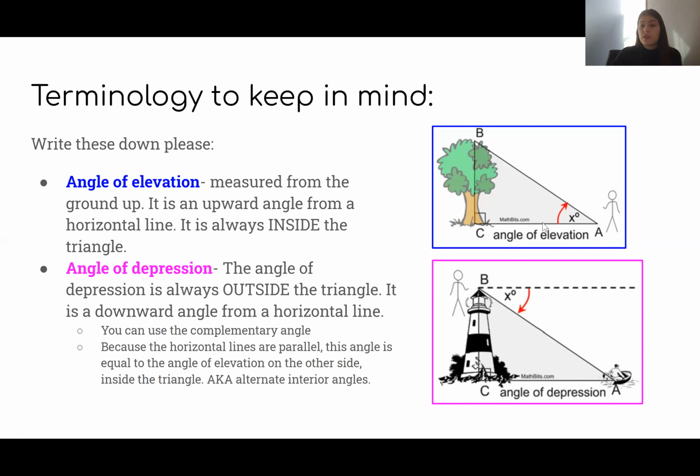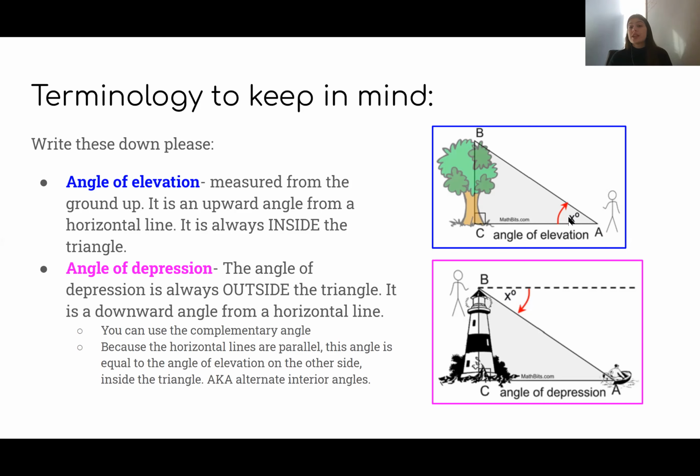So you start at the floor and you go up until you reach the hypotenuse of your little triangle. When you make a word problem, you're going to draw it out, you're going to find a triangle in this drawing somehow, and then you are going to measure from the floor up to the hypotenuse. That is your angle of elevation, and it's always inside the triangle. You see, this is inside.